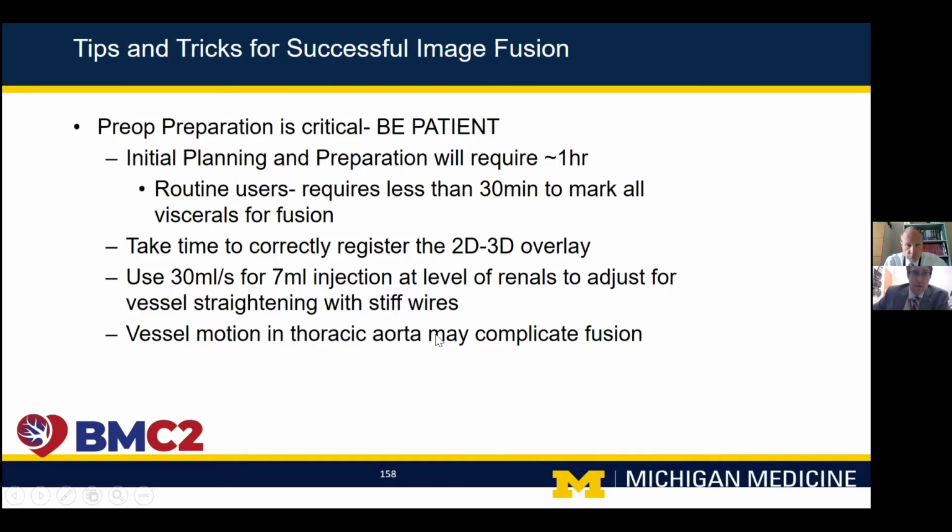I will say, when you use fusion imaging in the thoracic aorta, it's a very dynamic part of the aorta. I've found that there's a lot of vessel motion, which can make the fusion a little more difficult. It is still useful for marking your innominate, your left carotid and your left subclavian, but bear in mind that there is definitely a lot of vessel motion up there.